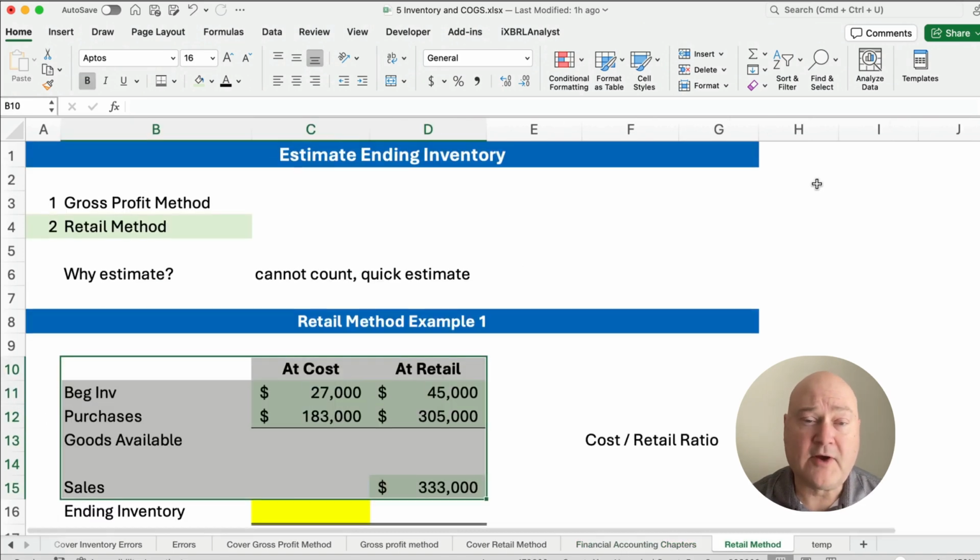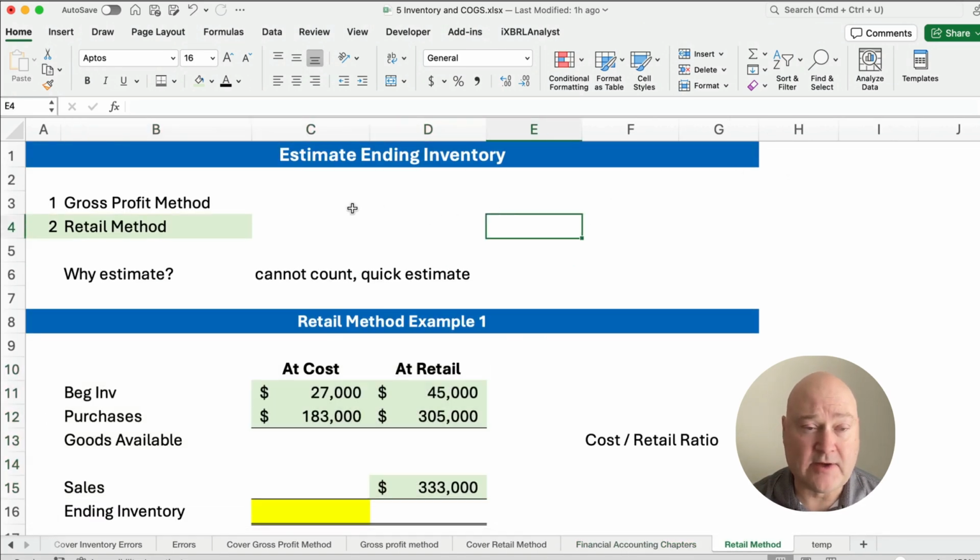Now we're to the point where we're talking about estimating ending inventory. Our previous video had the gross profit method, where we worked on estimating inventory using the gross profit method. And so here, this video works on the retail method.